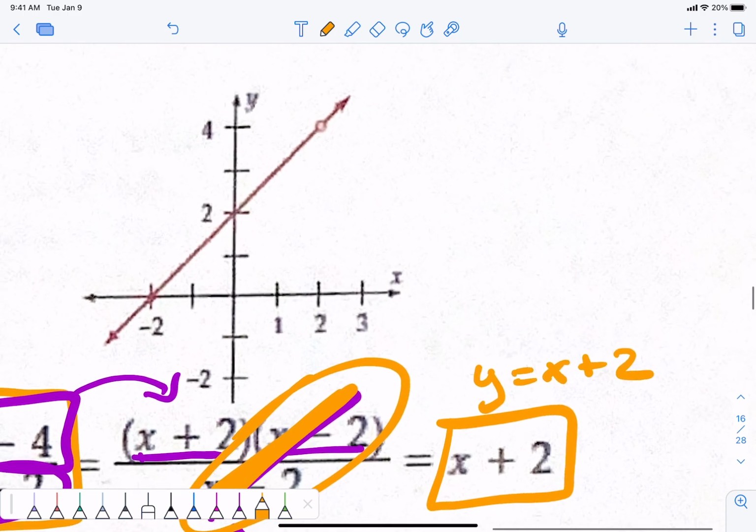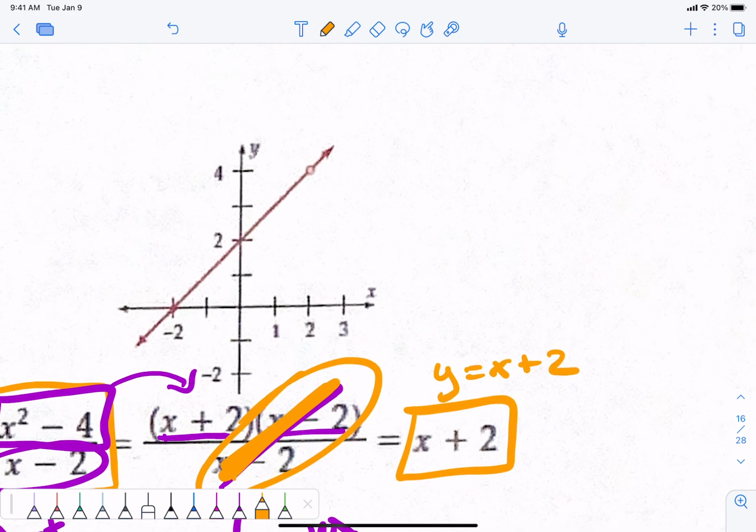They went ahead and graphed it. Hold on. They went ahead and graphed y equals x plus 2. You start at 2 and you go up 1 over 1, up 1 over 1, and it makes this line right here, except, you see what they did right here? There's a hole at 2. So wherever my graph would have touched an x coordinate of 2, that's where my hole occurs.